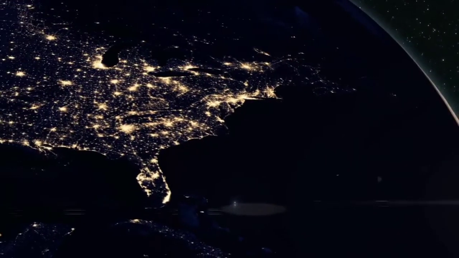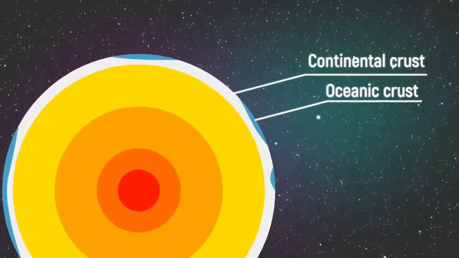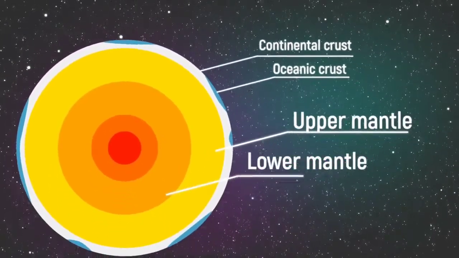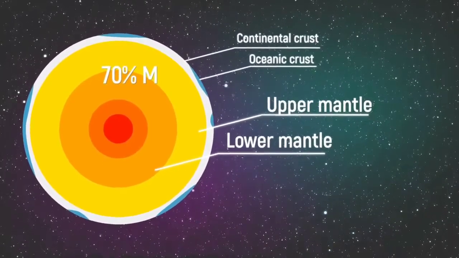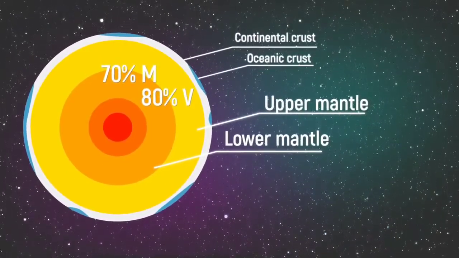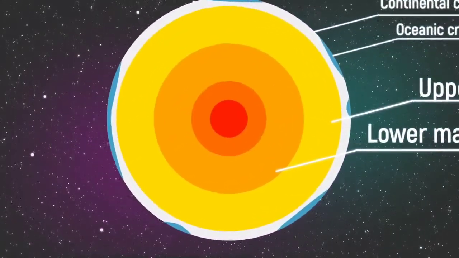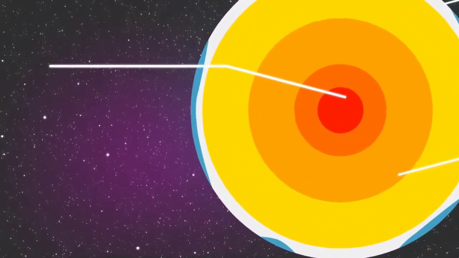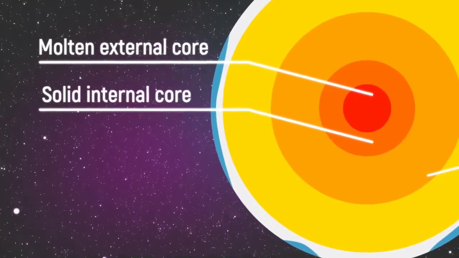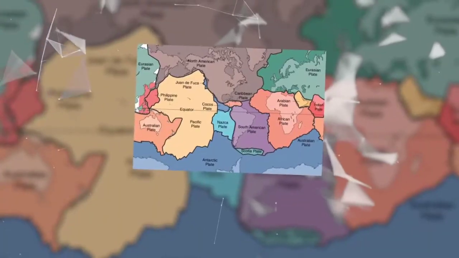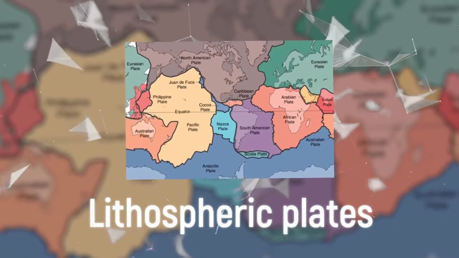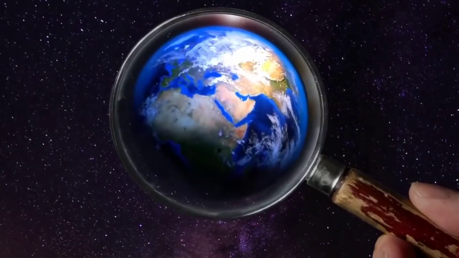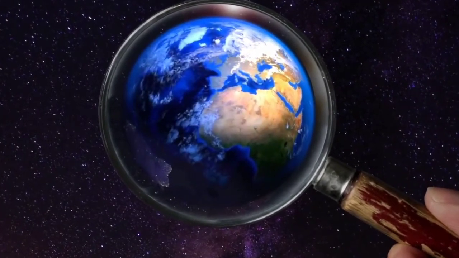At first glance, the Earth's structure is simple. It consists of the continental and oceanic crust, the upper and lower mantle, together accounting for up to 70% of the Earth's mass and more than 80% of its volume, and the core also consisting of two parts, the molten external core and the solid internal core. Also, the crust is divided into lithospheric plates that drift relative to each other. But according to scientists, this wasn't always the case.